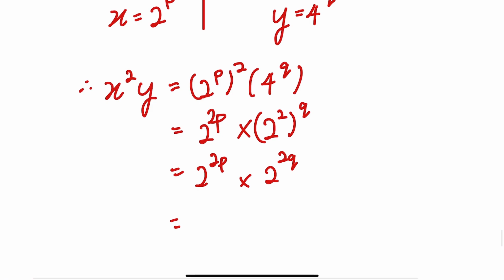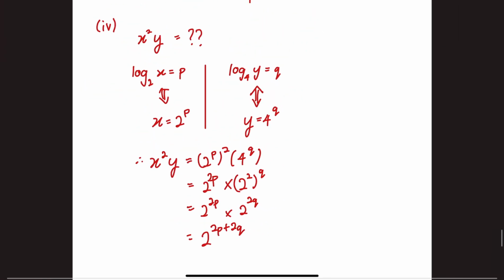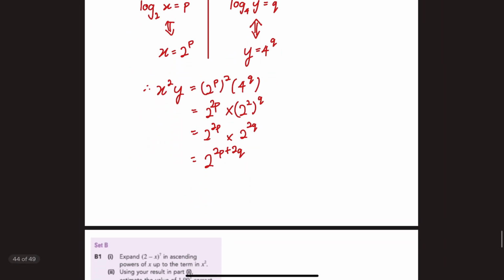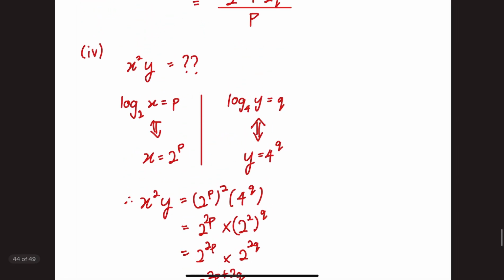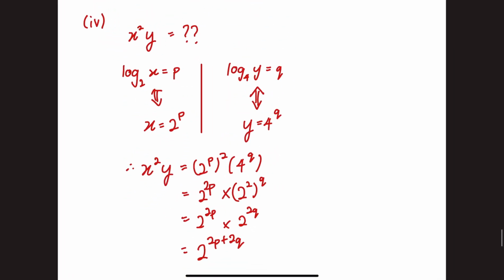Okay, so therefore, combine everything together. My final answer should be base 2, power add together, 2p plus 2q. Alright, so therefore, this is the answer to the last part and the end of this revision set of questions. Okay, so I hope that you're able to answer these questions after watching this video. And this will be the end of this video.